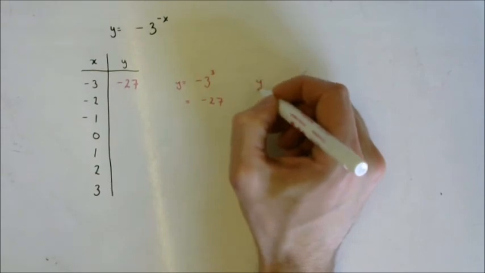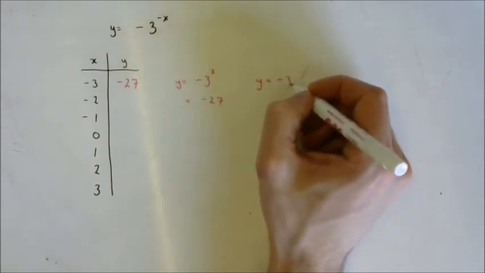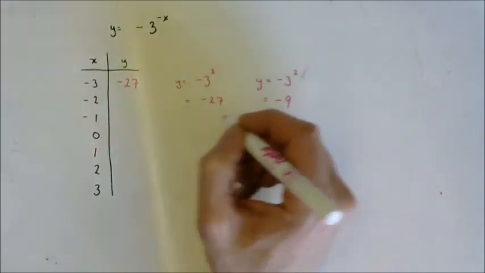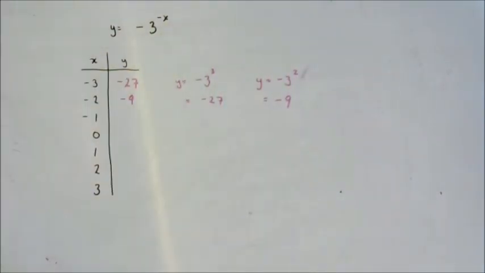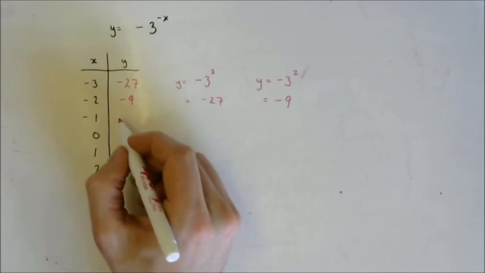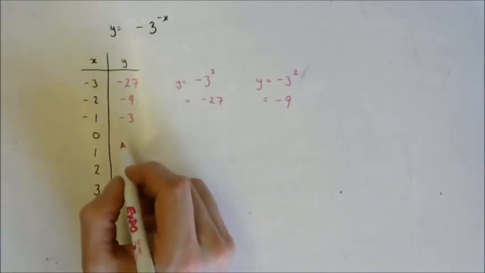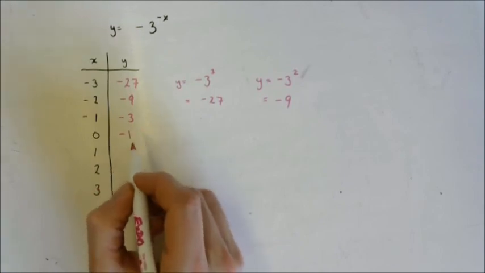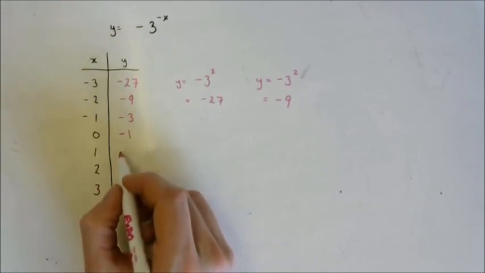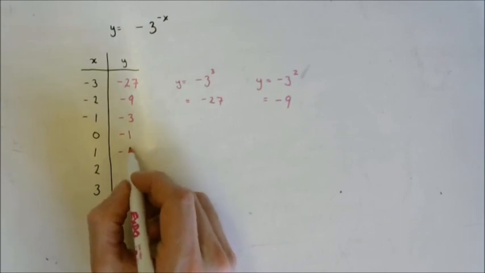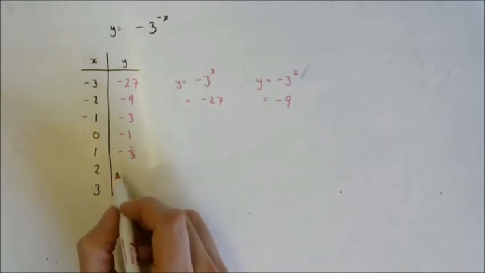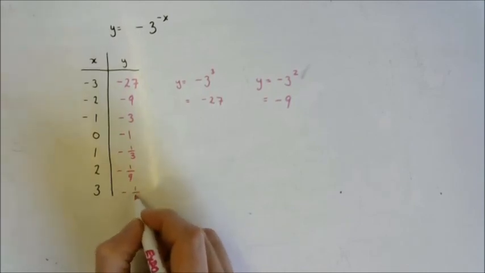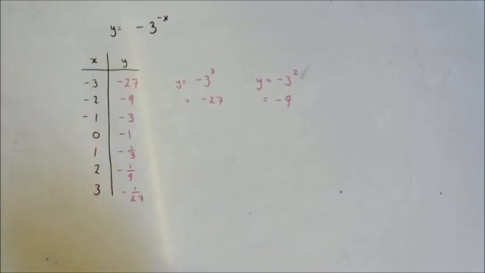Next one, we'd have y equals negative 3 to the power of 2. So 3 to the power of 2 is 9. We'd have negative 9. And from there you can probably just follow the pattern. We're dividing by 3. And, uh-oh, do I have a change of sign here? Do I need to go into the positives, you think? Nope. Just follow the rule, and carry on down.